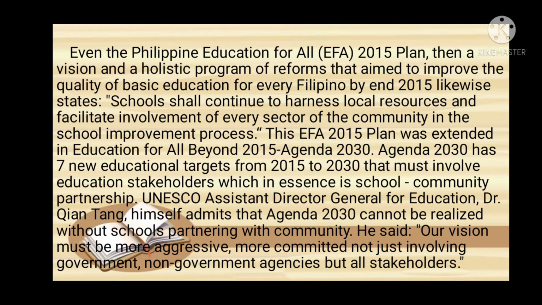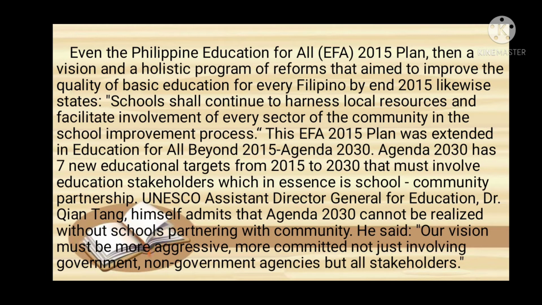This EFA 2015 plan was extended education for all beyond 2015, Agenda 2030. Agenda 2030 has 7 new educational targets from 2015 to 2030 that must involve education stakeholders, which in essence is a school community partnership. So in this agenda 2015 to 2030, it is an involvement of all stakeholders in school and community so that it strengthens the partnership. UNESCO Assistant Director General for Education, Dr. Kian Tang, himself admits that Agenda 2030 cannot be realized without schools partnering with community. He said, "Our vision must be more aggressive, more committed, not just involving government, non-government agencies, but all stakeholders."